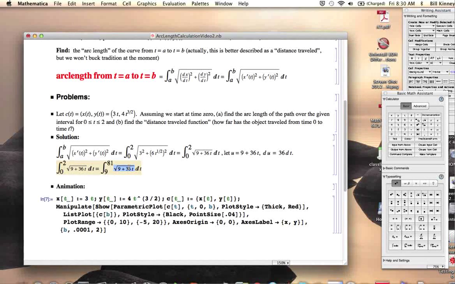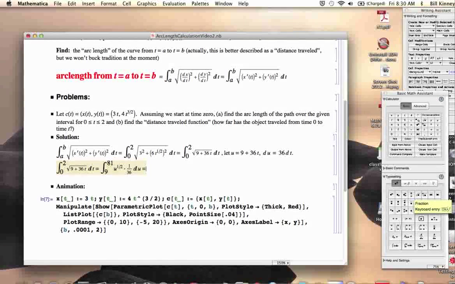The inside of the square root is u, so we really have a square root of u here, or a u to the 1/2 if you prefer. And dt is going to be 1/36 du, because du is 36 dt. So I'm going to get a 1/36 du here. And now I can just do this definite integral as it stands.